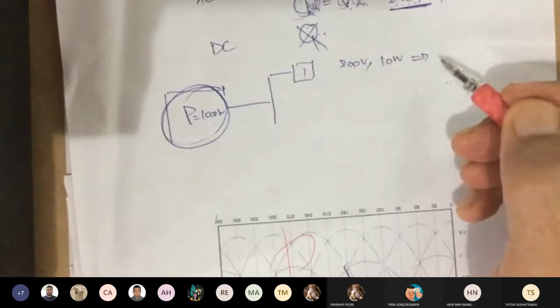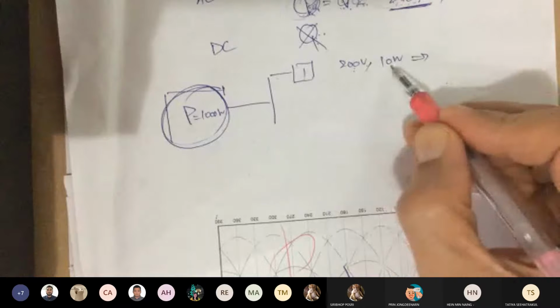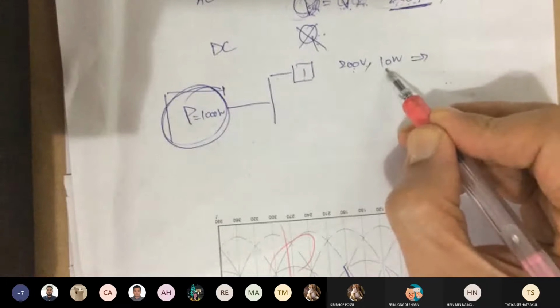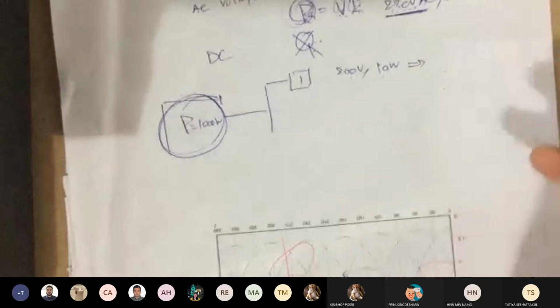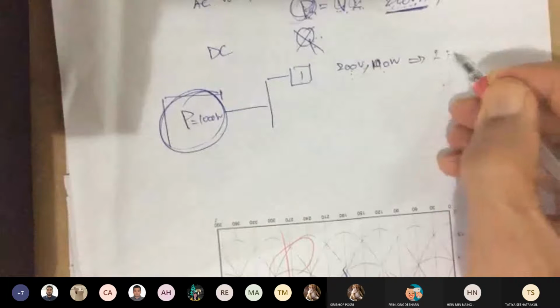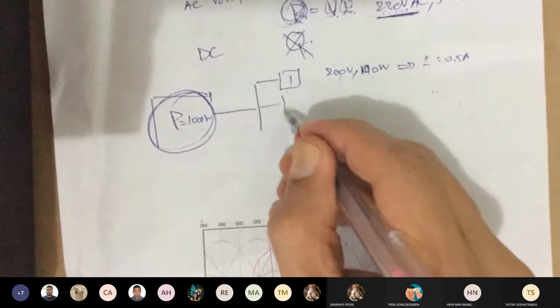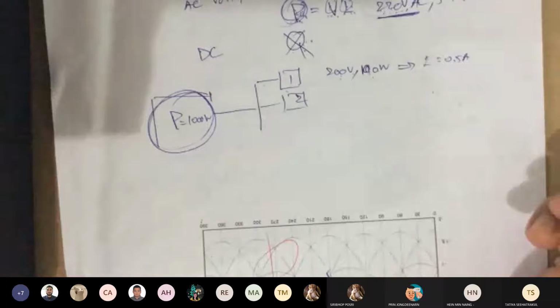What is the current? Do you know? So the current is the power divided by 200. Well, let's make this 100, easier to calculate. Okay, so the current would be 0.5 amp. Okay, so that's good. Now, turns out that there's not one home, there's a second home connecting to that.